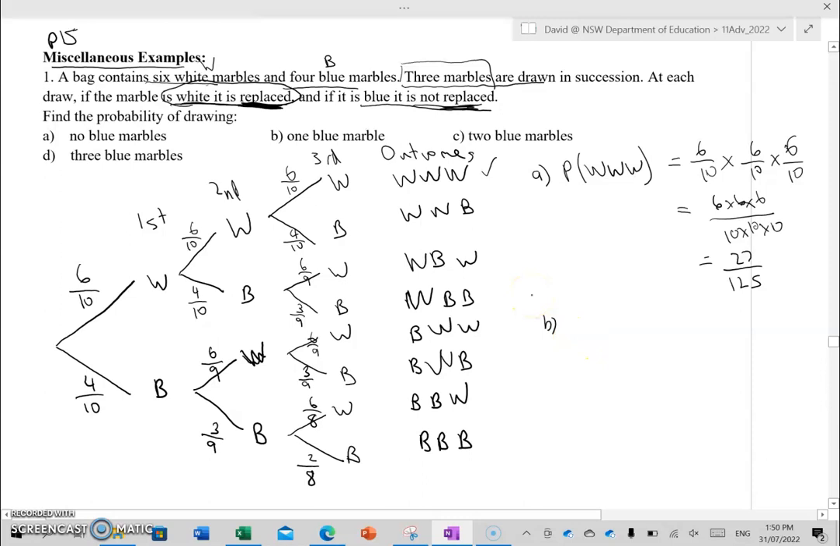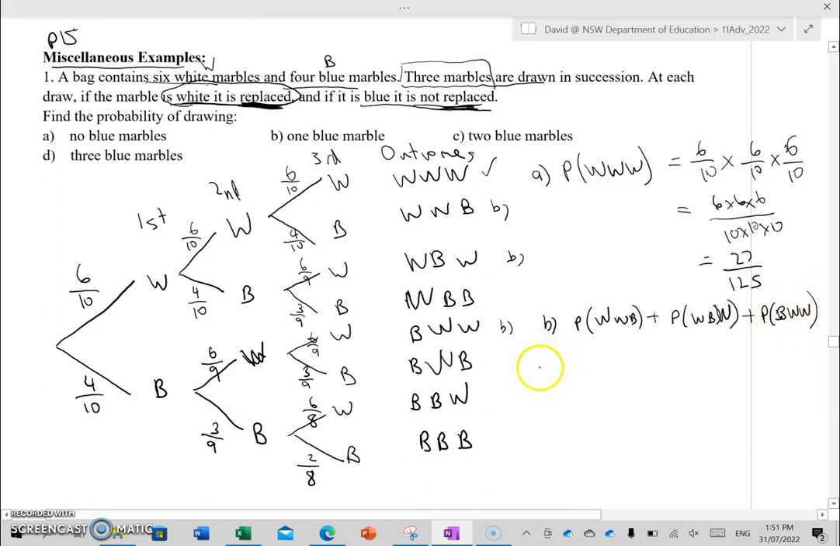Okay, so let's have a look. Which options have 1 blue? That's 1 blue, that's 1 blue, and that's 1 blue. Have a look through. Yeah, there should be 3 outcomes. If there's 1 blue, the blue ball could be the third ball, the blue ball could be the second ball, or the blue ball could be the first ball.